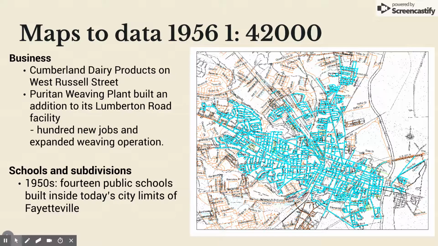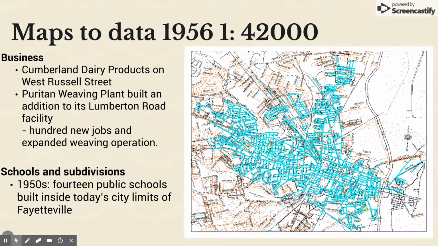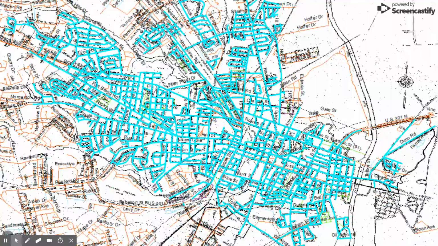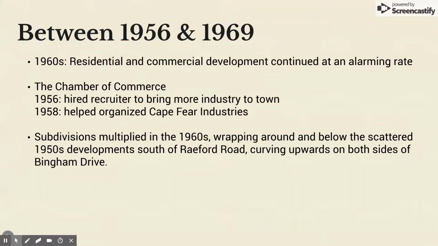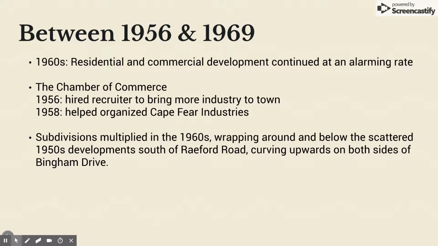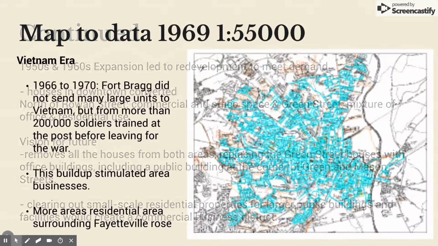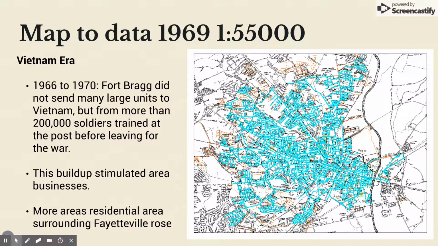And let's move on to 56. Again, businesses are coming. About 14 public schools are being built inside the Fayetteville city limits. This is 56. As we're actually seeing that push up, the Chamber of Commerce is just like, we need some city planners out here to actually develop Fayetteville for the future. Once again, Fayetteville State, Methodist College, FTCC, is now coming around. The expansion kept on growing until the 1970s.